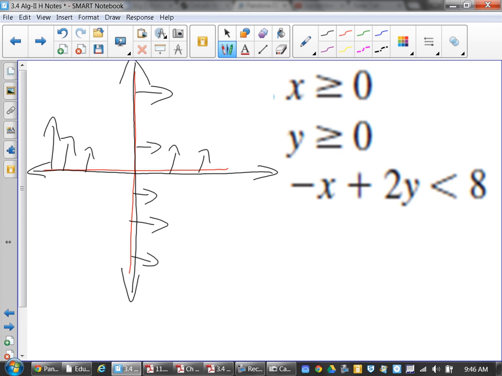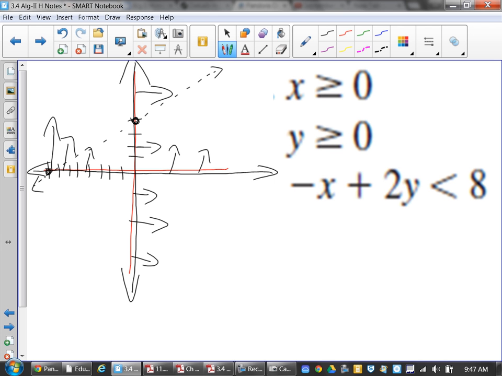Okay. Now I want to pick out my other one. In my other problem, I have negative x plus 2y is less than 8. Can I do cover and solve? Yeah. All right, what's your y-intercept? 4. What's your x-intercept? Negative 8. Is this one going to be solid or dotted? Dotted. Does that line go through 0, 0? We shall find out.